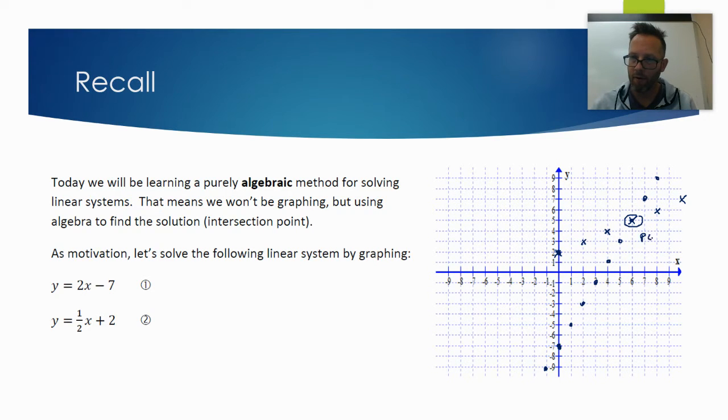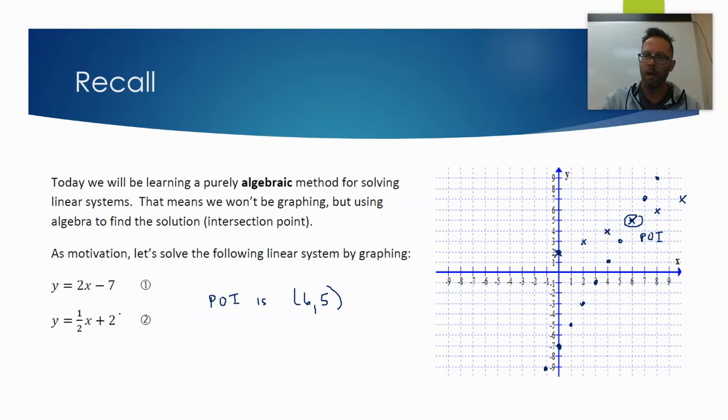Our point of intersection is, in this case, it looks like (6, 5). So (6, 5) is the solution to our linear system. Of course, this is an easy one to check. Plugging in x equals 6, 2 times 6 is 12, subtract 7 gives you 5, so y is 5. A half of 6 is 3, and 3 plus 2 is 5. So we are confident that is the solution here.